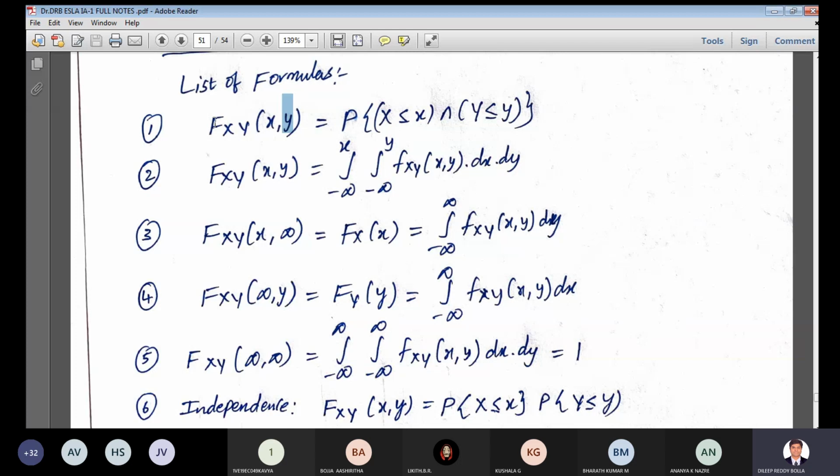Capital F is what? CDF. So when you want to find the cumulative distribution of the two-dimensional values x and y, for a corresponding number of x and number of y, we can find the probability of the intersection. Intersection means common. What is common between these two? That will be the cumulative distribution. What is common between the x value and the y value? That is your cumulative distribution.